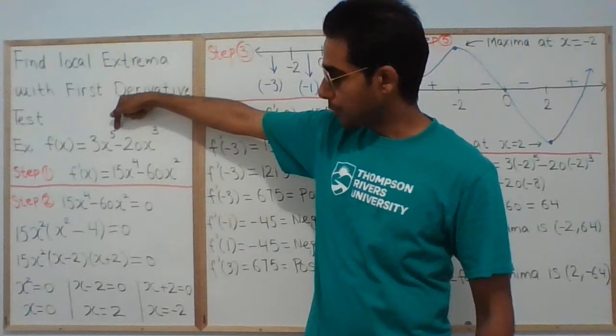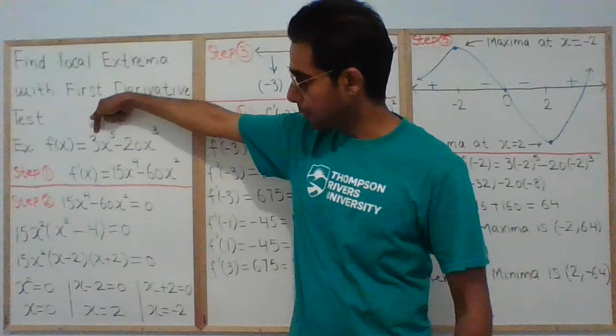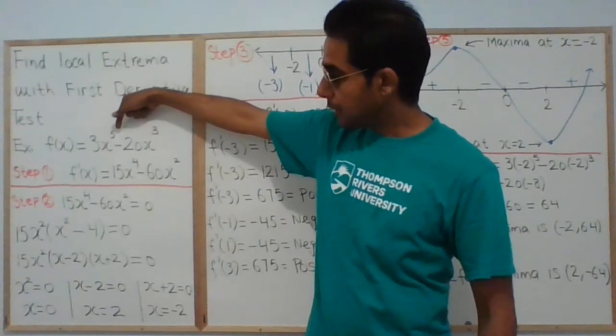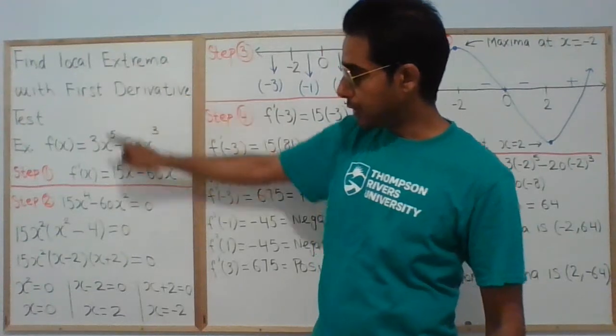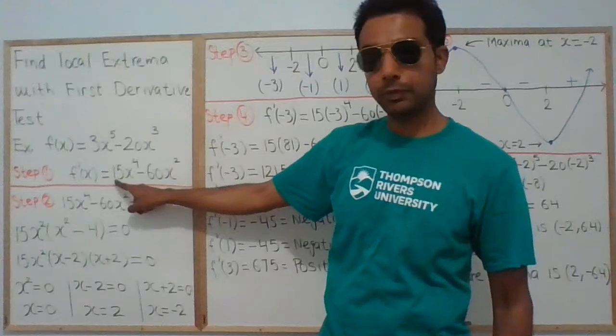Here x has exponent 5, multiplied by 3. 5 multiplied by 3 will be 15. That is how I got this 15. Then 5 minus 1 is 4. So 4 will be the exponent of this x with 15.